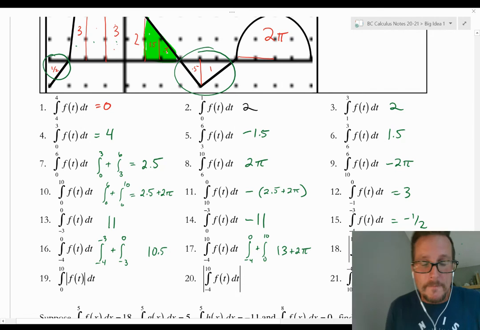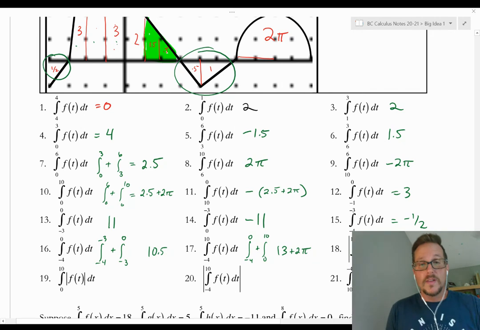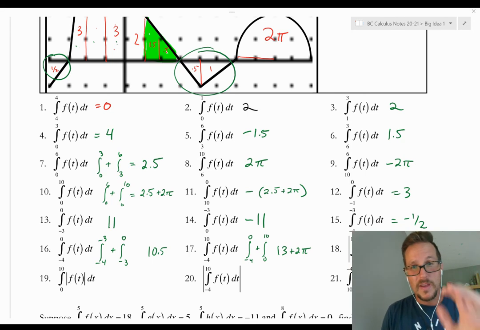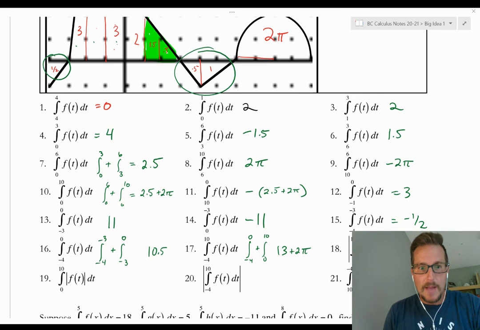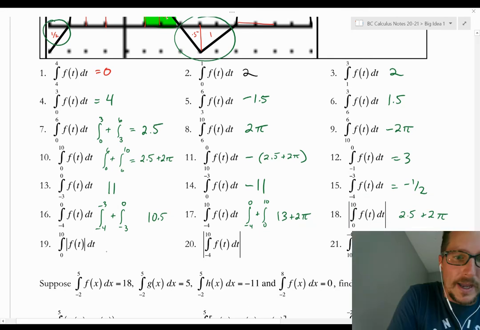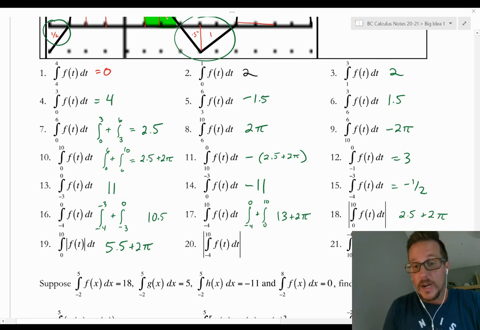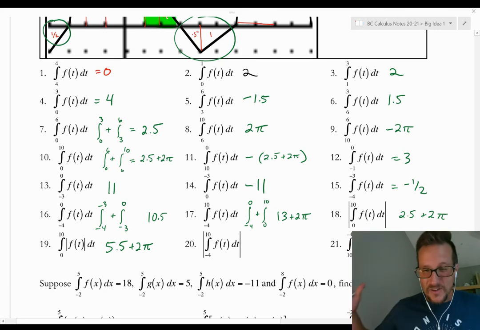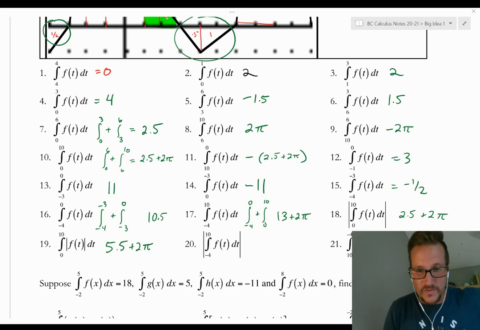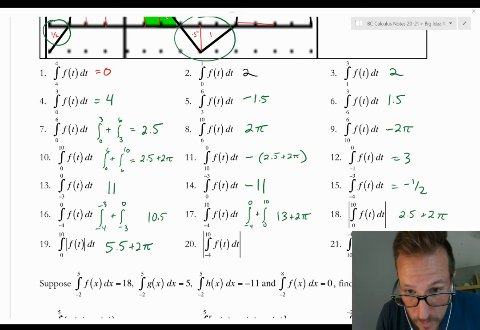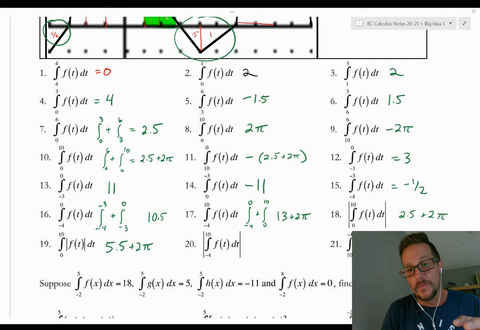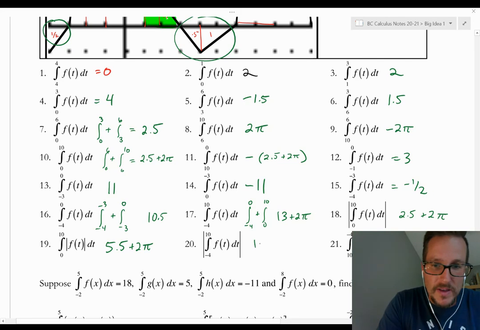Looking at you, buddy. So the integral from 0 to 10 of the flipped up version, the all positive version, would be 4 there, 1.5 there, 2 pi there. How about 5.5 plus 2 pi? All right, 20 is absolute valuing the entirety of the value of -4 to 10, which if you look right above it, we calculated to be 13 plus 2 pi. Already positive, so that's just 13 plus 2 pi.